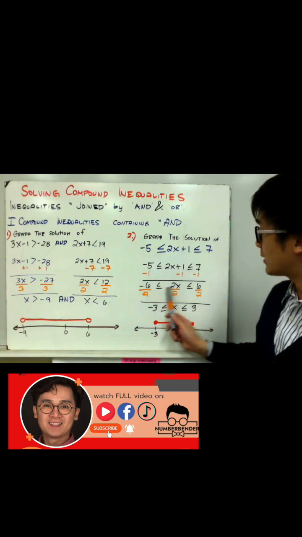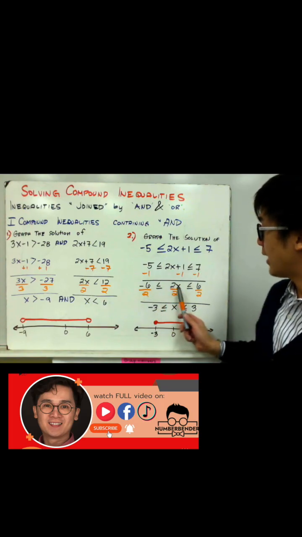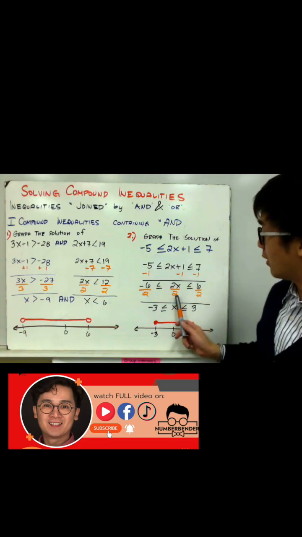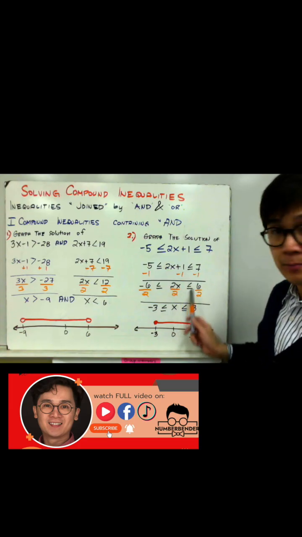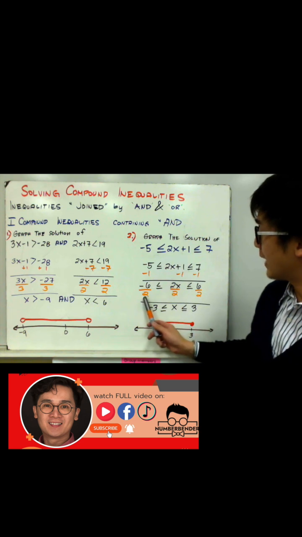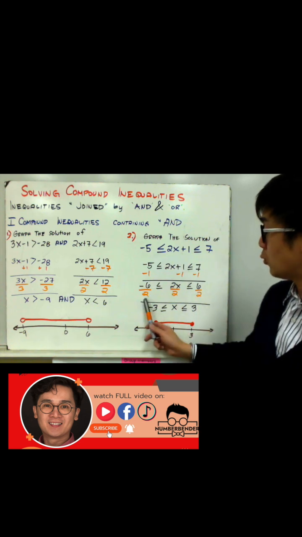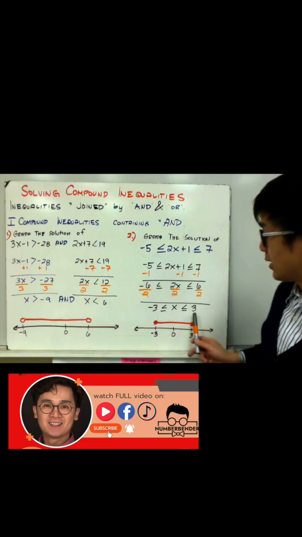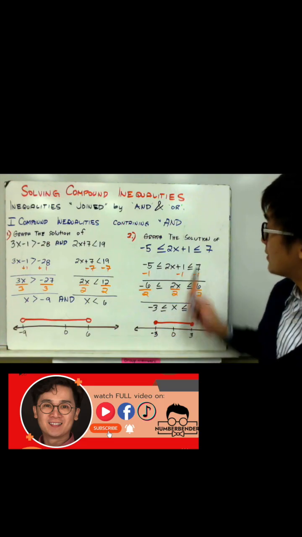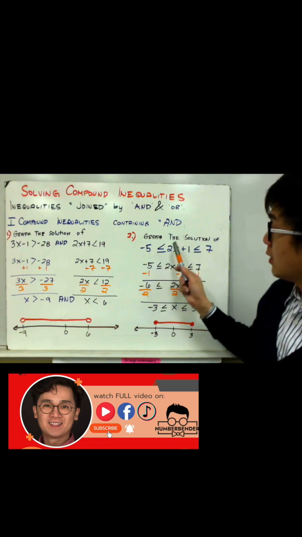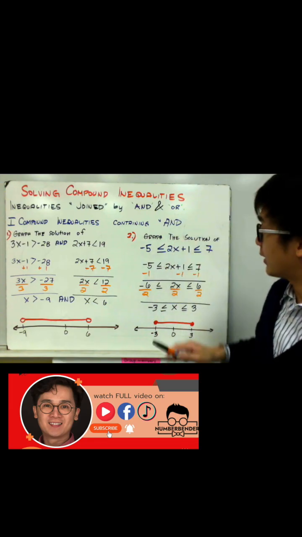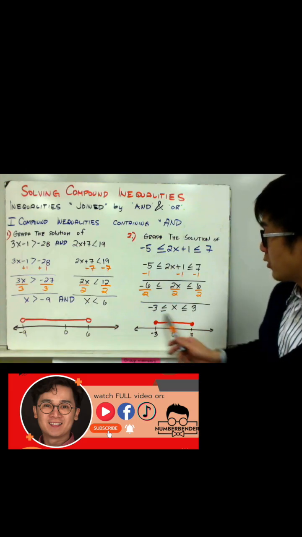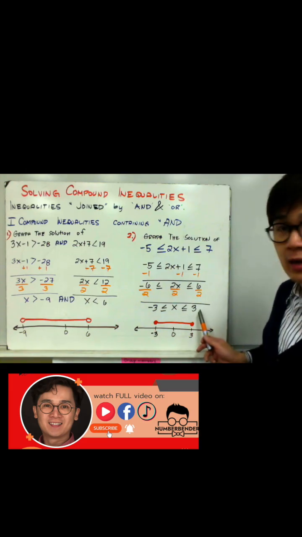So you'll have 2x in between negative 6 and 6. Now to get rid of the 2 in the middle, you need to divide both negative 6 and positive 6 by 2, leaving you with x in between negative 3 and positive 3. Since this is an AND operation, which is just presented differently compared to example number 1, the graph will still be the same. So this is how you denote the graph of an AND operation.